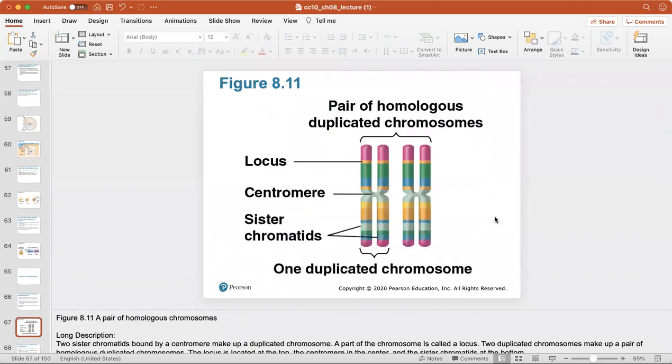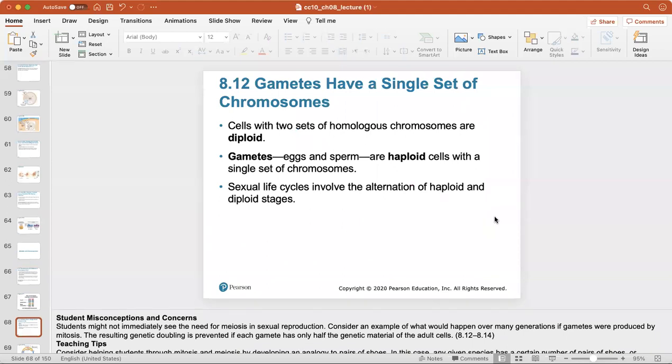So here's a look at a pair of homologous duplicated chromosomes, how a locus contains the same pair of genes at the same point on the chromosome. Cells with two sets of homologous chromosomes are called diploid, and gametes, or your eggs and sperm, are haploid cells with a single set of chromosomes, and the sexual life cycles involve the alternation of haploid and diploid stages.